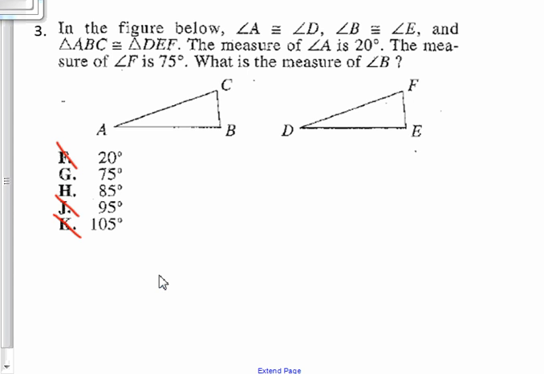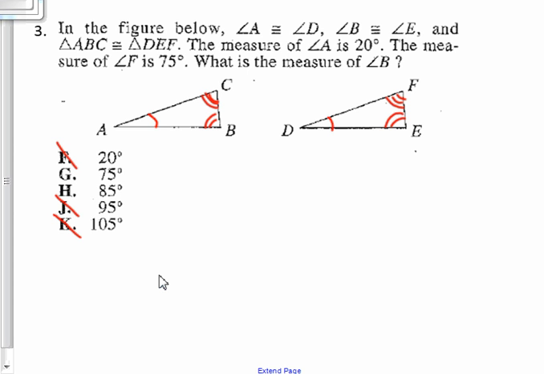So let's mark what we know. We know angle A is congruent to angle D. We know angle B is congruent to angle E. And we know that these two triangles are congruent. So all sides and all angles are congruent, which means angle C is also congruent to angle F.